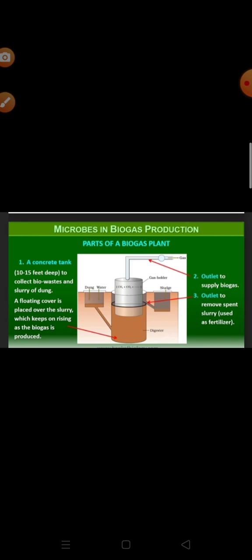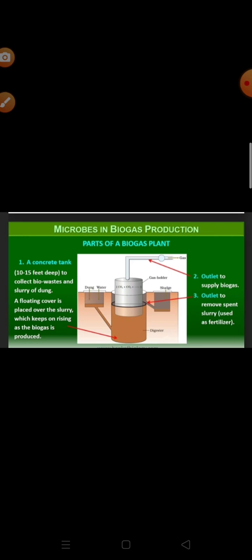Methanobacterium, which is present in the dung, may act on the bio-waste and produce biogas, and the gas produced is supplied to the nearby houses by an outlet. And through another outlet, the spent slurry is removed and this can be used as fertilizer. What is this biogas used for? As fuel for cooking and lighting also.